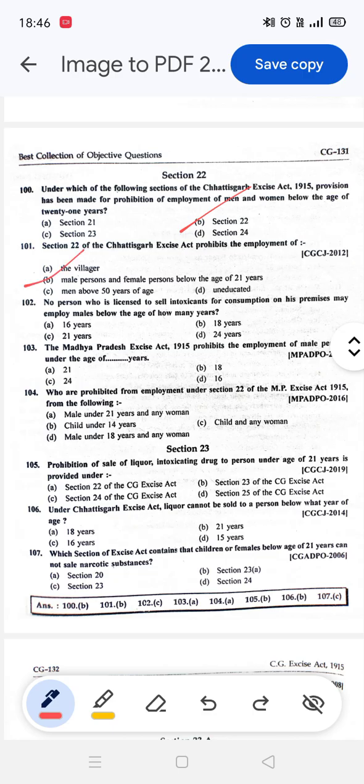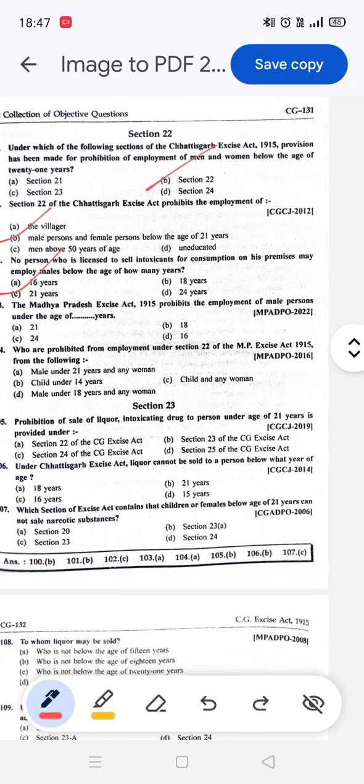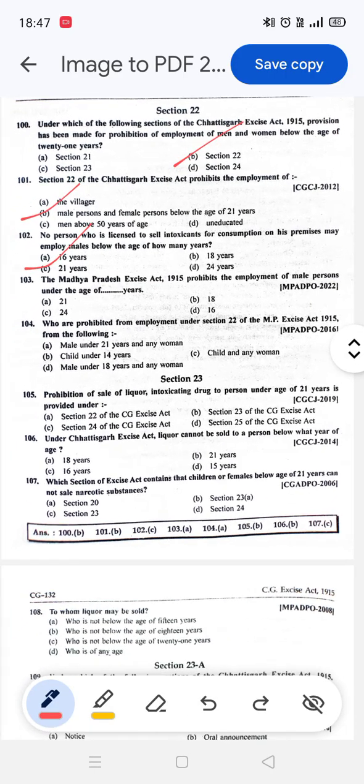Question number 102. No person who is licensed to sell intoxicant for consumption on his premises may employ males below the age of how many years? So below the age of 21 years. Option C is correct. Question number 103. The MP Excise Act 1915 prohibits employment of male persons under the age of 21 years. Option A is correct.